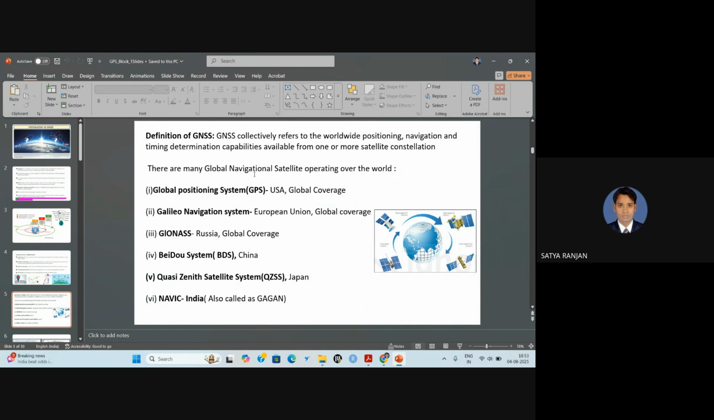So global coverage needs more satellites. For example, GPS used 24 satellites, and now it has been extended to 28 satellites, I think.